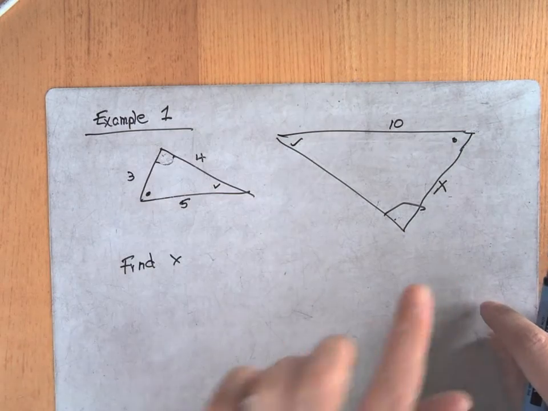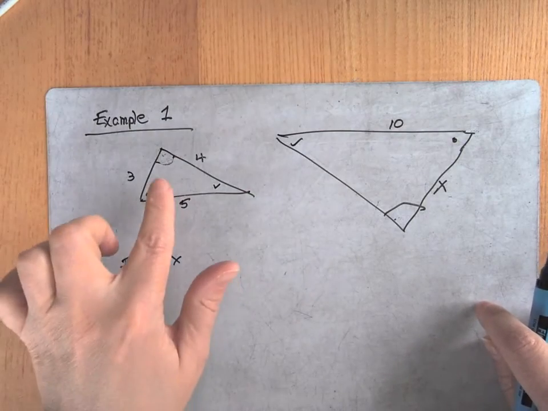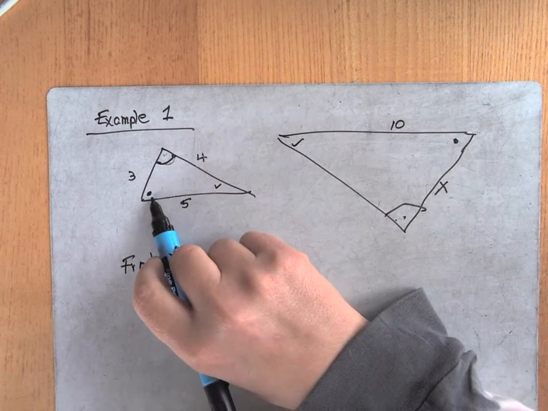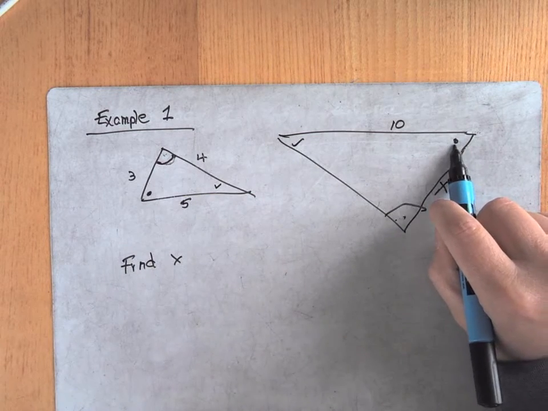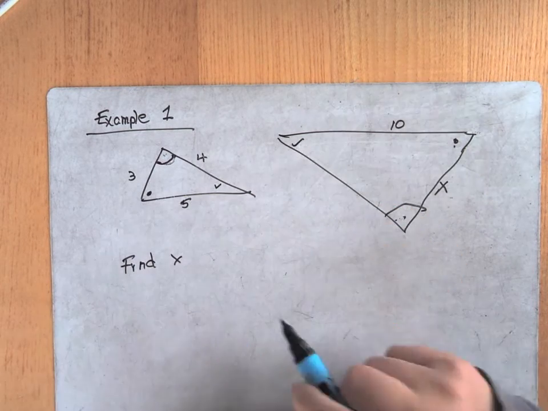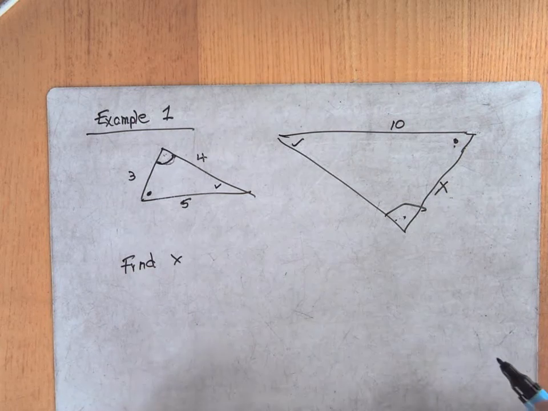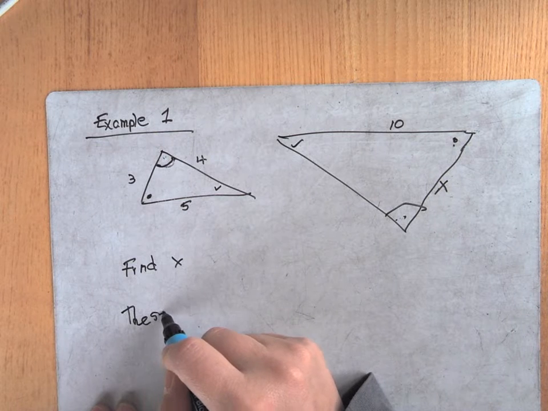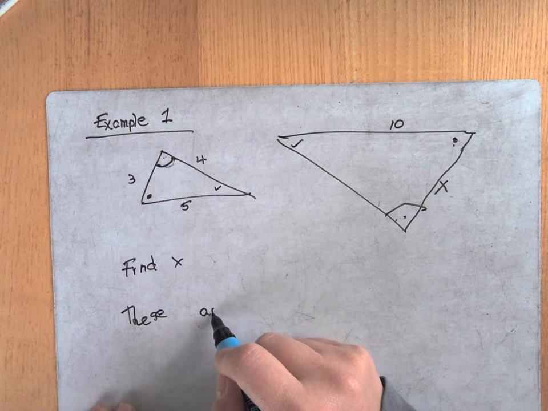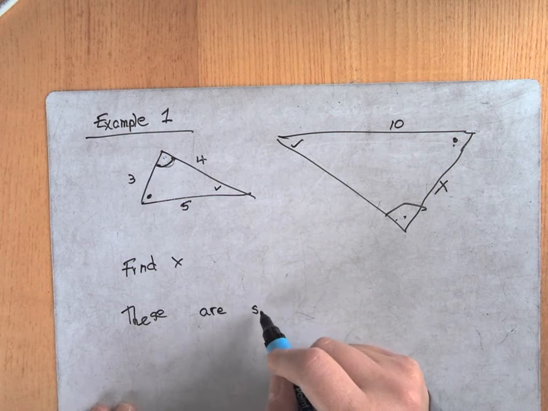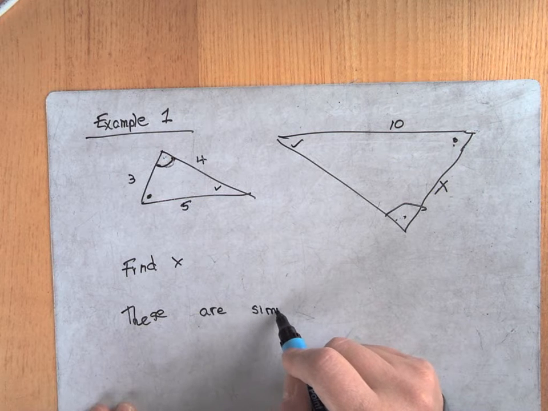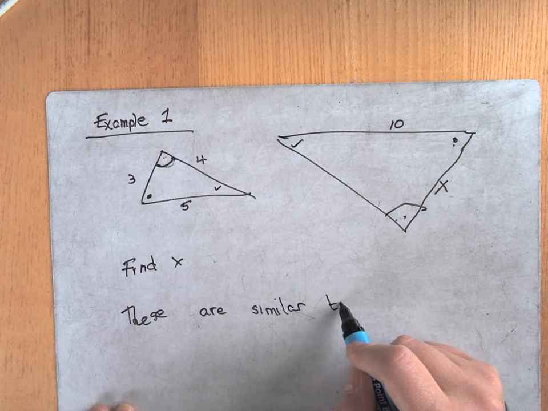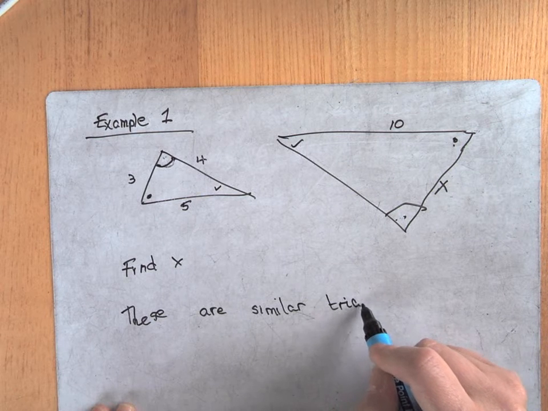Okay, example 1. Example 1 here gives me two triangles. You can clearly see they're not the same, right? One is bigger than the other. But because they have the same symbols in their angles, it means this angle here is equal to this angle here. The one with the dot is equal to that, and the one with the tick is equal to that, right? So these are similar triangles. And the whole point of similar triangles is their sides are in proportion.